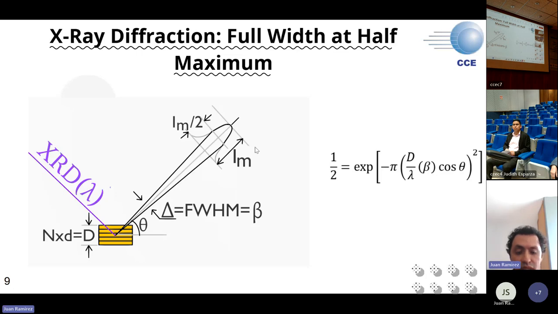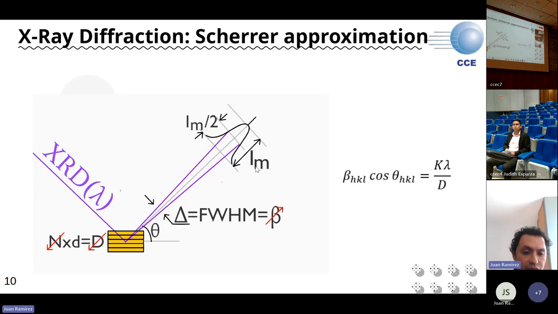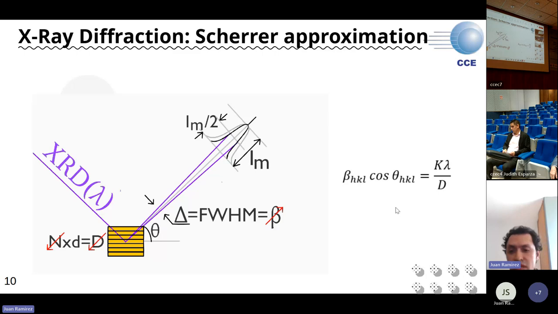You can use this to determine the crystal size. The crystal size depends on the number of planes and the interplanar distance d. If you reduce the crystal size by reducing the number of planes, we can see an increase of the width of the Gaussian peak. This can be related by this mathematical expression, the typical Scherrer equation.